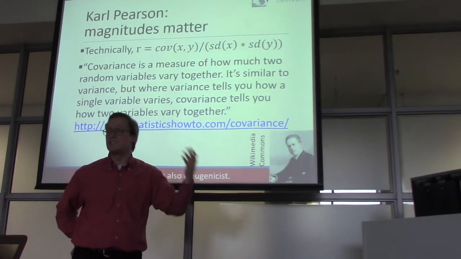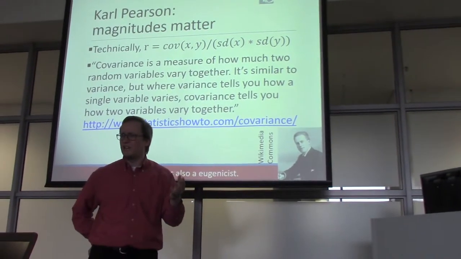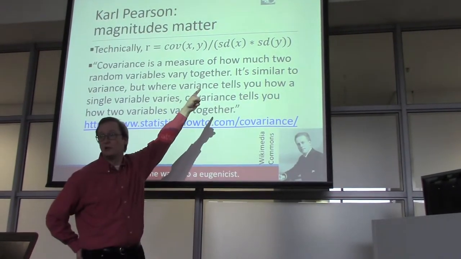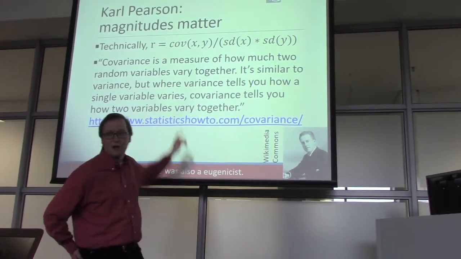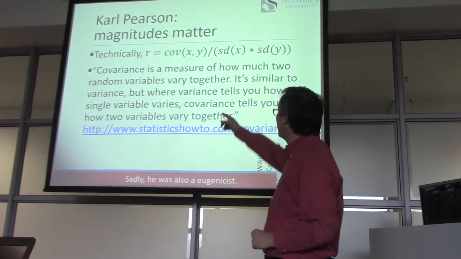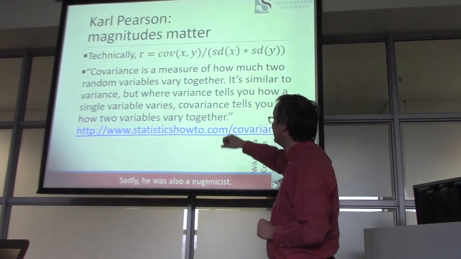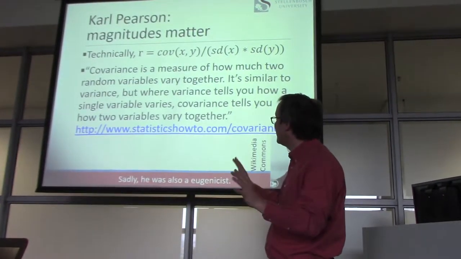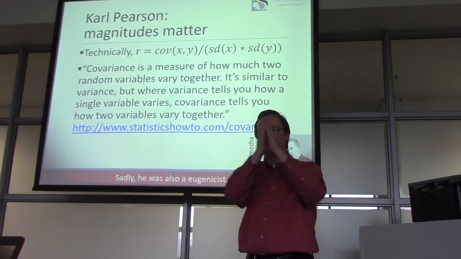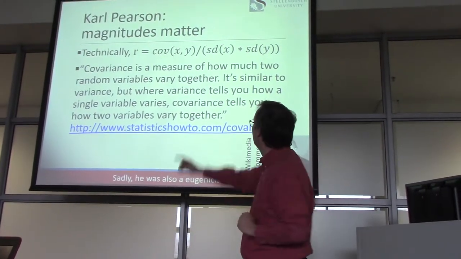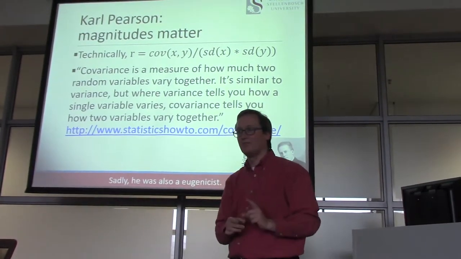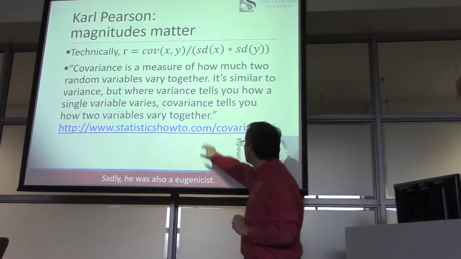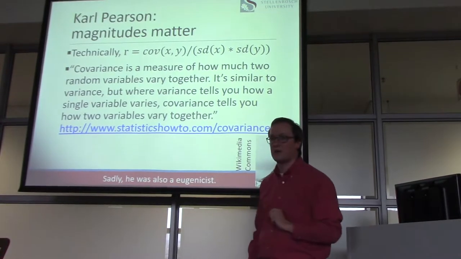So standard deviation is kind of a normal distribution concept. We see that it's included right here in the expression. Covariance is a measure of how much two random variables vary together. It's similar to variance, but where variance tells you how a single variable varies, is it wide, is it skinny, covariance tells you how two variables vary together. This is a description I've drawn directly from Statistics How To.